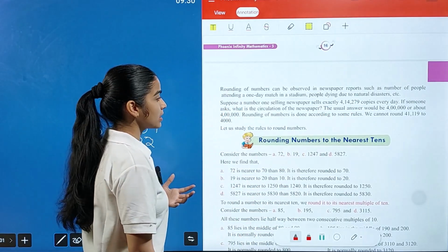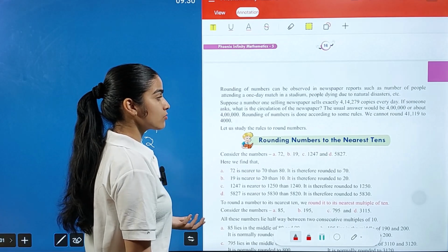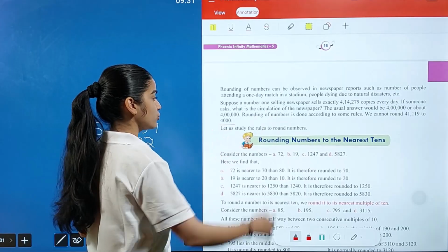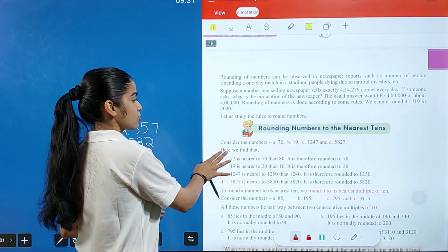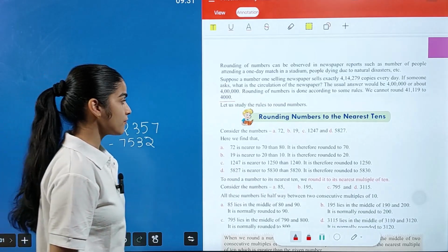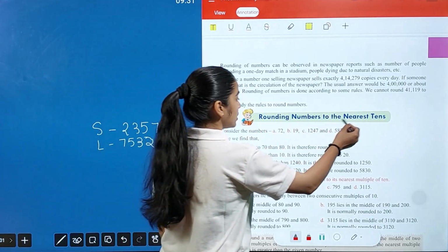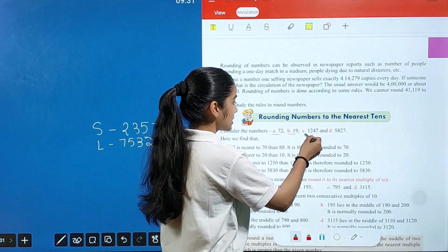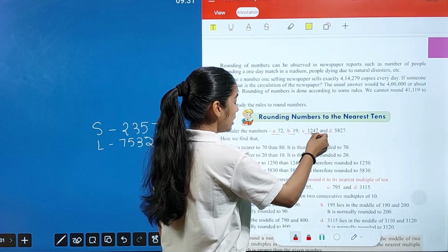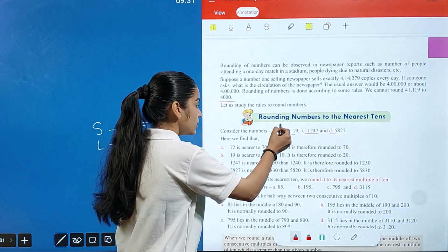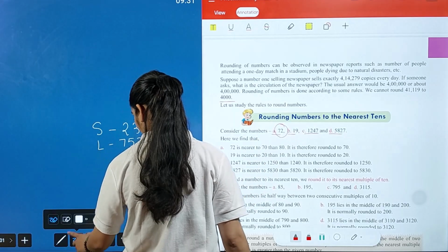Rounding of numbers is done according to some rules. We cannot round 41,119 to 4,000. We have to shift it to 42,000. So now we are going to learn about the rules for rounding of numbers. Rounding numbers to the nearest 10. Consider the numbers A 72, B 19, C 12,147 and D 5,827.